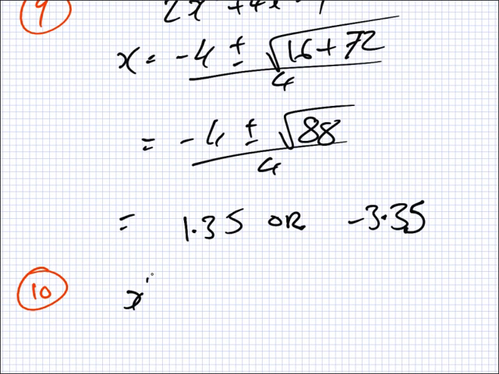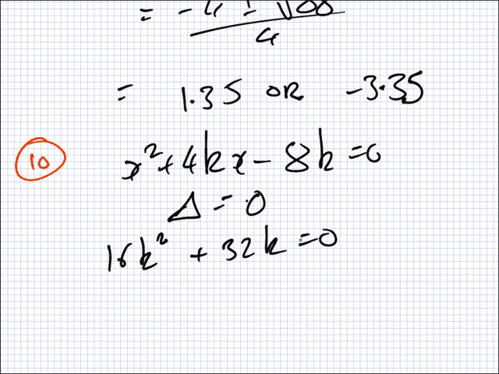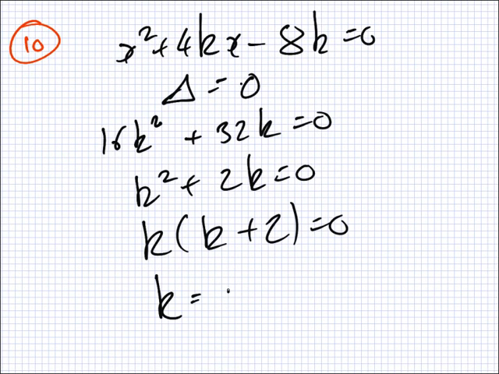The quadratic x squared plus 4k x minus 8k has only one real root. Find k. So the discriminant should equal 0, which would be 16k squared plus 32k. That should equal 0, right? Divide by 16. So k squared plus 2k equals 0. Factor out k. k plus 2 equals 0. k equals 0 or minus 2. However, k cannot be 0, so it's just the minus 2 answer.